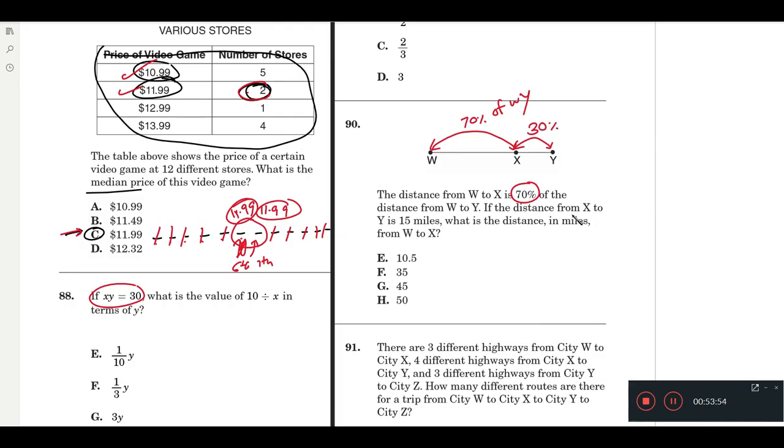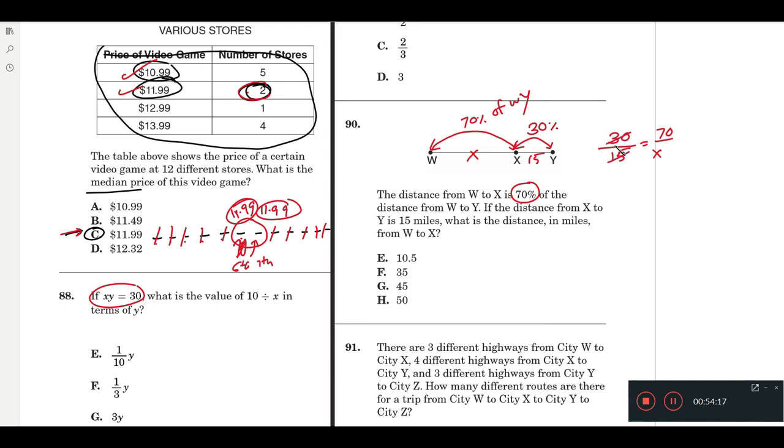So now, if the distance from X to Y is 15 miles, what is the distance from W to X? We could set up a proportion. So we can say 30% is 15, and we want to know what is 70%, 70% over x. You just solve it and you get x. So what do we get? You would get x is 35.